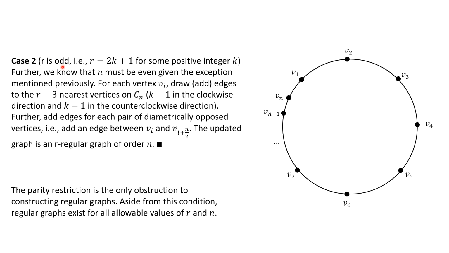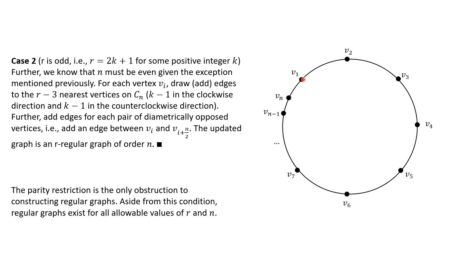When r is odd, in other words, we can write r as 2k plus 1 for some positive integer k. Further, we know that n must be even given the exception mentioned previously. We can't have both r and n odd. So n is even. For each vertex, v sub i, draw or add edges to r minus 3 of the nearest vertices. And the way we do that is we draw k minus 1.